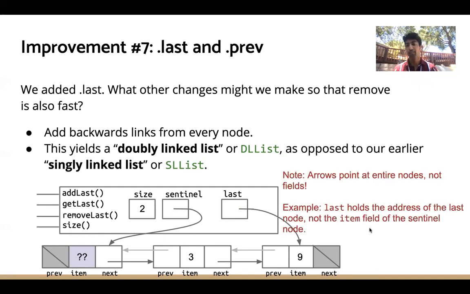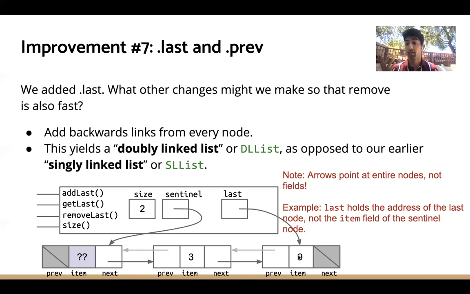Okay. And one very important thing here is whenever we draw arrows in these diagrams, it's important to understand that these arrows are pointing to objects. They're not pointing to a field of an object, that's impossible. What I mean by that is if we have some last variable and I ask what's last pointing to, it's not pointing to the item field of the object. That's impossible.